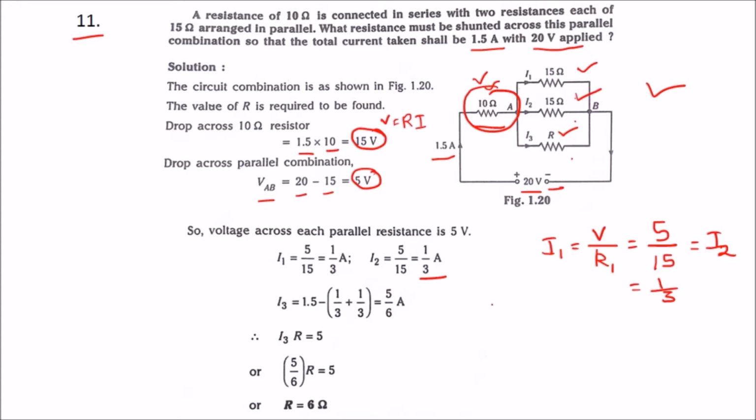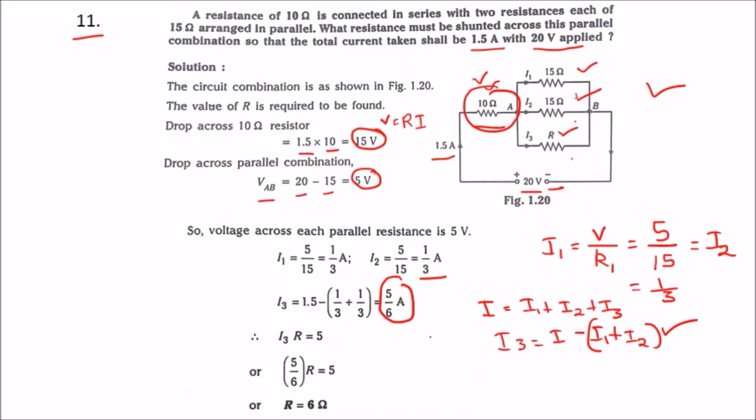Now let us find I3. So we know that I is equal to I1 plus I2 plus I3. Therefore I3 is equal to I minus (I1 plus I2). By simplifying this, we will get I3 as 5 by 6 amps.